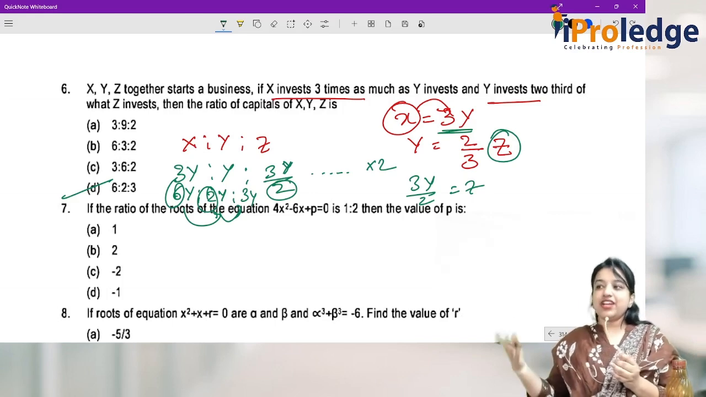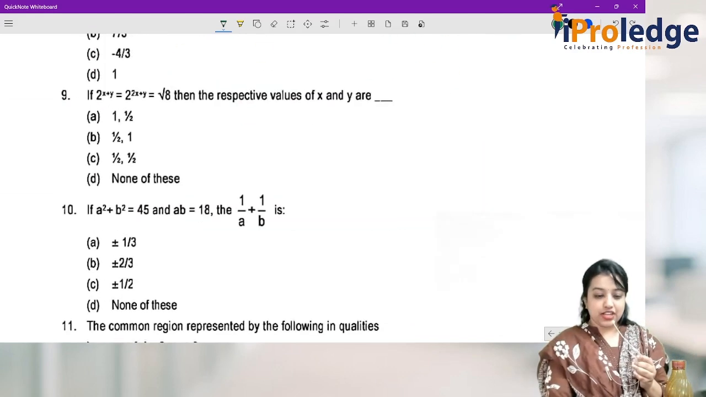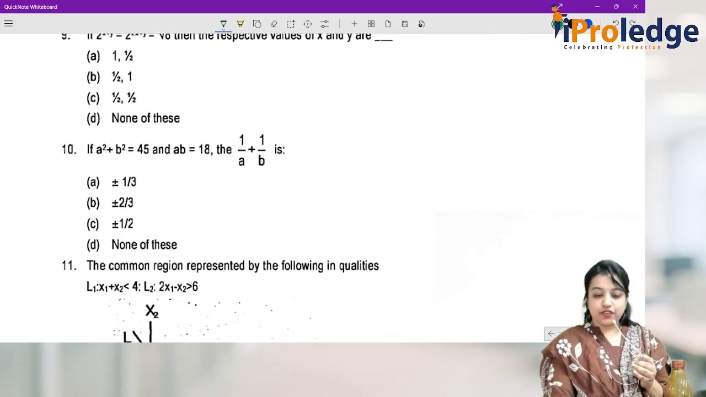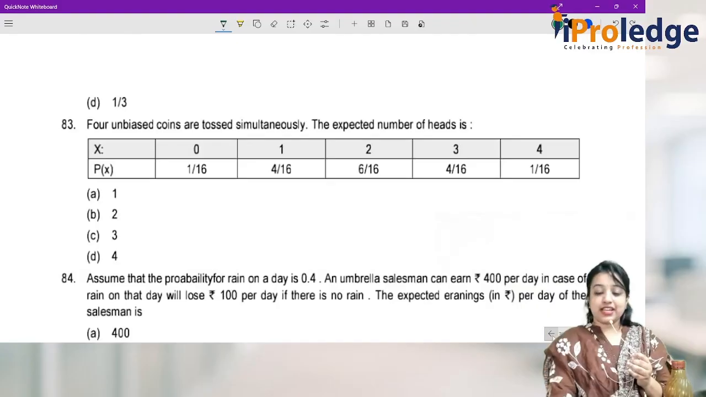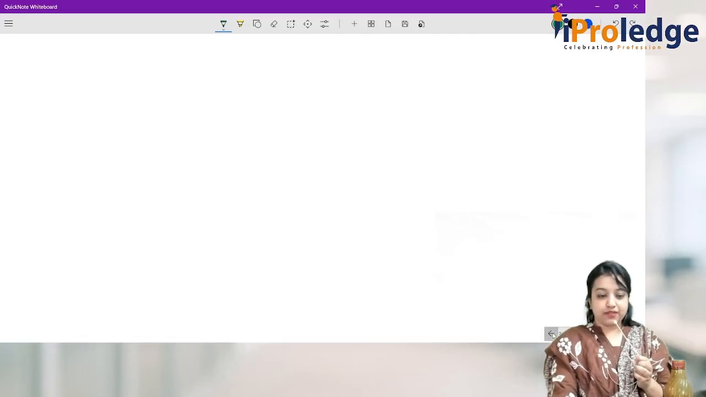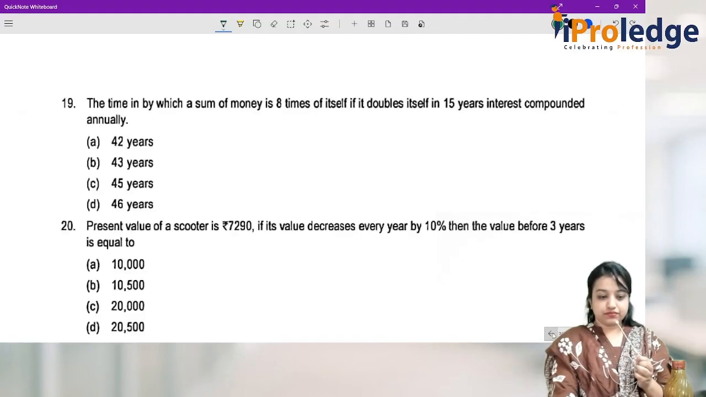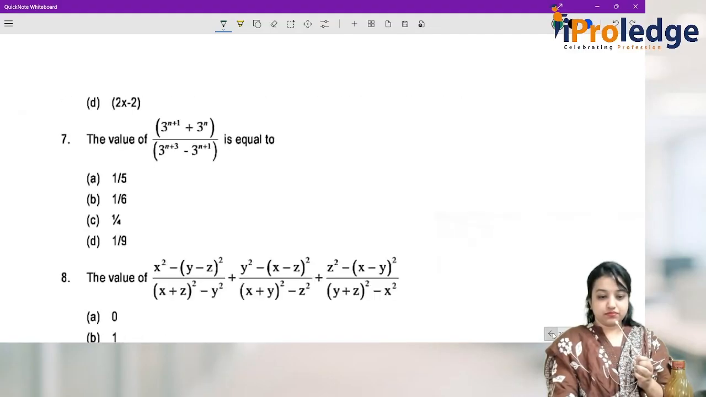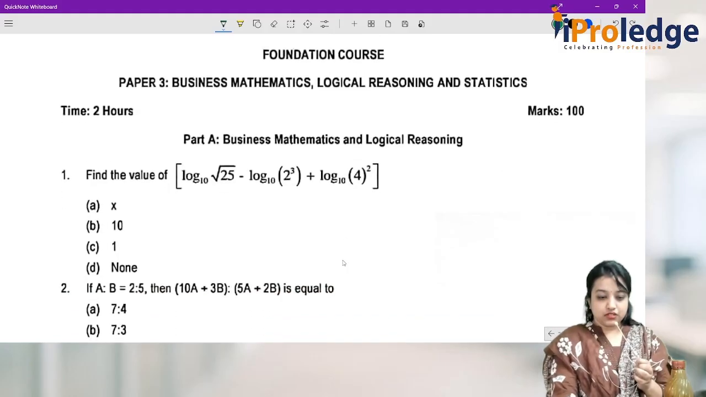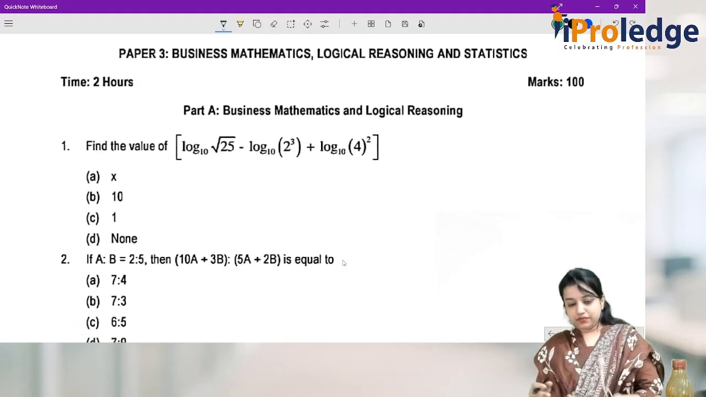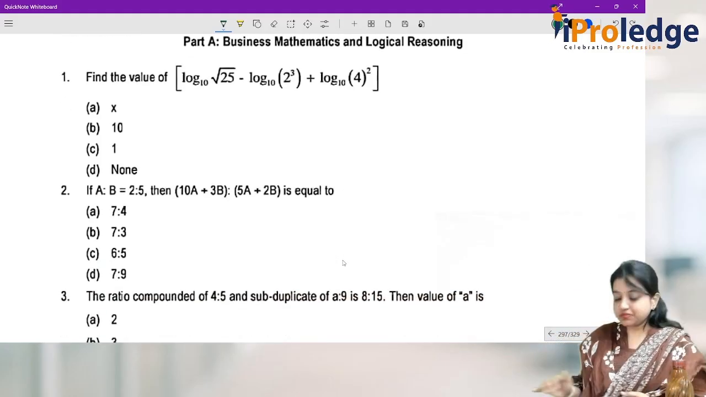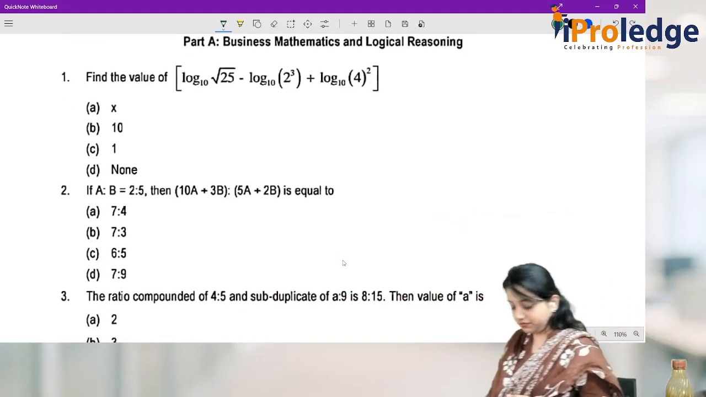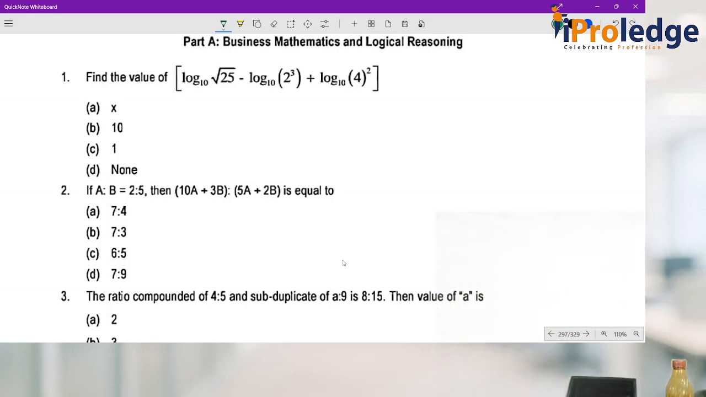Okay. 7 and 8 are equations. 7, 8, 9, 10 are all equations. Equations are uniformity. Come for the last second paper. Try the first and second.